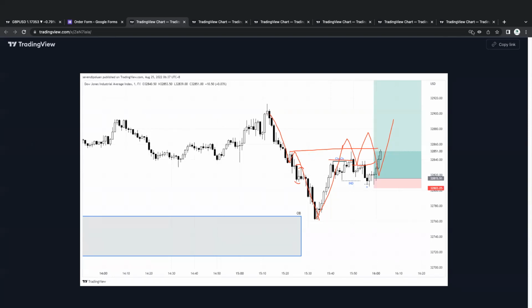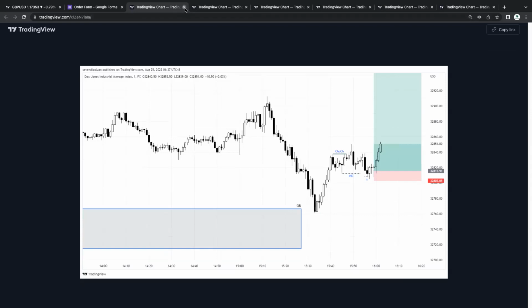Okay. So this is our possible scenario. This is not a valid entry for the sell. Sorry, buy. Correct. Now let's switch into another one.